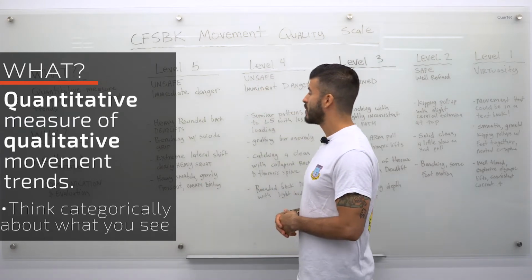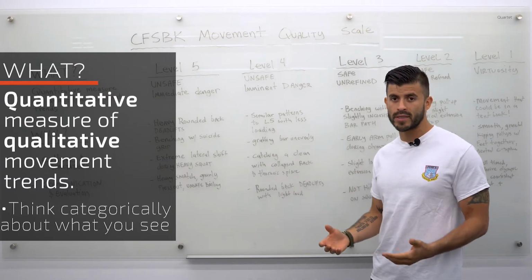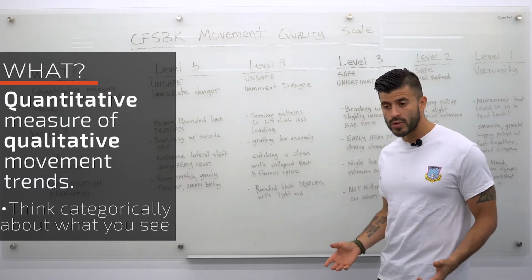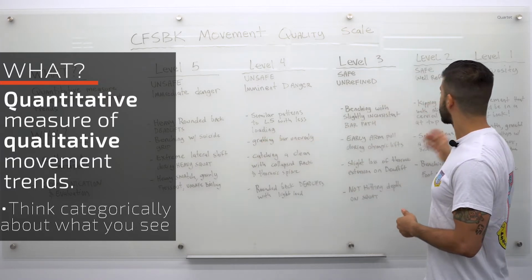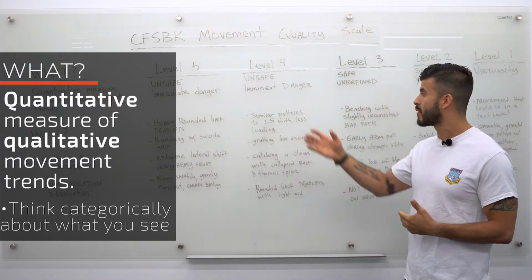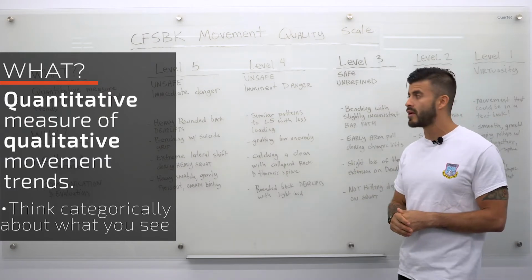So this is a way that we can begin as coaches, as practitioners, to think more categorically about the things we see in front of us, whether it's an individual or a group of individuals in your class. We use 5 different levels to talk about movement, with 5 being the worst and 1 being the best. We'll go into some details of that later on.